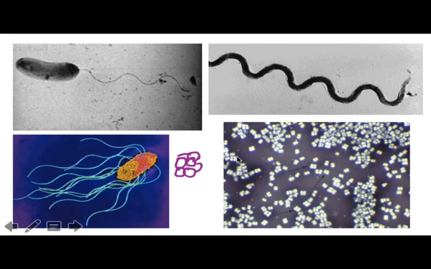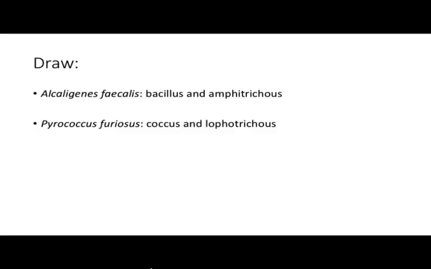Let's go ahead. Now your turn. Draw 2. So Alcaligenes faecalis and Pyrococcus furiosus, which is one of the coolest, not just because of the name, but because of its nickname. It's the Russian fireball. Okay? Pyrococcus furiosus. Take a couple minutes to draw these 2.